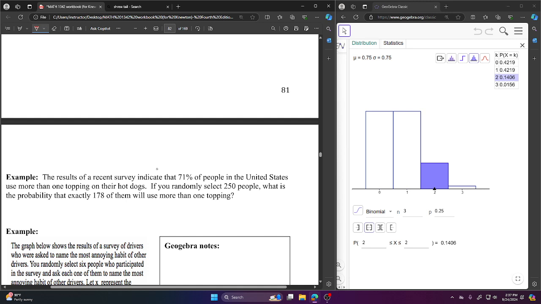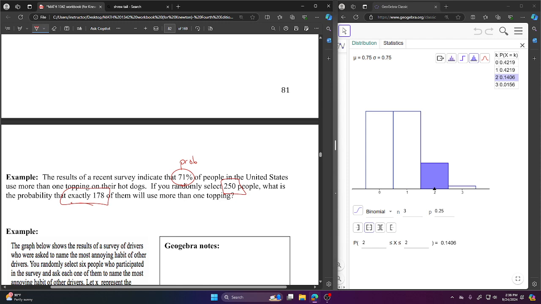The results of a recent survey indicate that 71% of people in the United States use more than one topping on their hot dog. Oh my gosh! No, I'm just joking. Jalapenos and mustard, right? Yeah. Mayonnaise? Ketchup, right? Yeah, ketchup's a classic. Anyways, so we got 71% as a probability. If you randomly select 250 people, what's the probability that exactly 178 of them will use more than one topping?